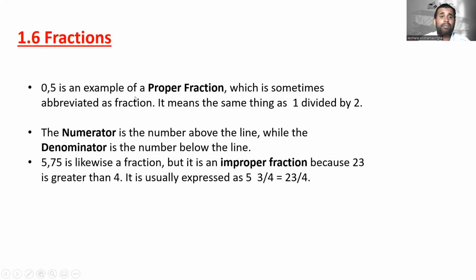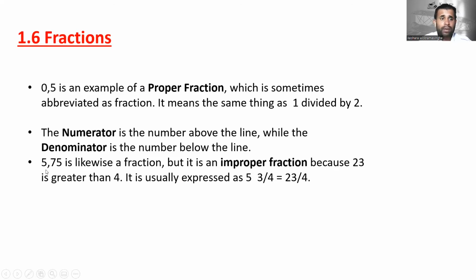0.5 is an example of a proper fraction. It means the same thing as 1 divided by 2. The numerator is the number above the line, right? If we have fractions like these, this is the numerator, and this is the denominator. So the denominator is the number below the line.